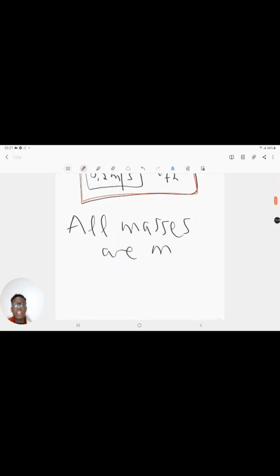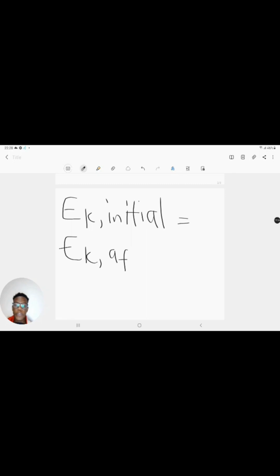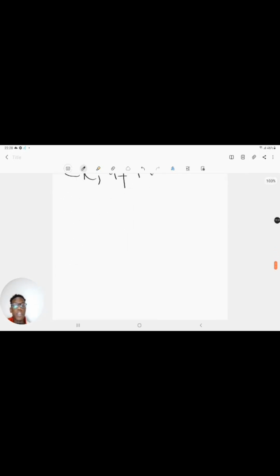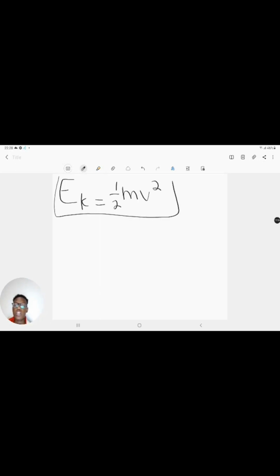Okay, so how do we express that mathematically? How do we express that in the form of an equation? Let us do that. Kinetic energy, EK initial, just like we did for momentum, right? In this case, I'm going to say EK initial is equal to EK after. The kinetic energy does not change. And what is the equation for kinetic energy? Well, we know that EK is equal to half the mass of the object times the velocity at which the object is traveling, squared. This is our equation for kinetic energy.